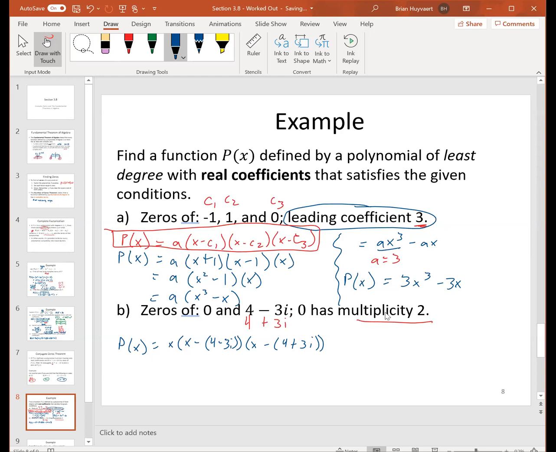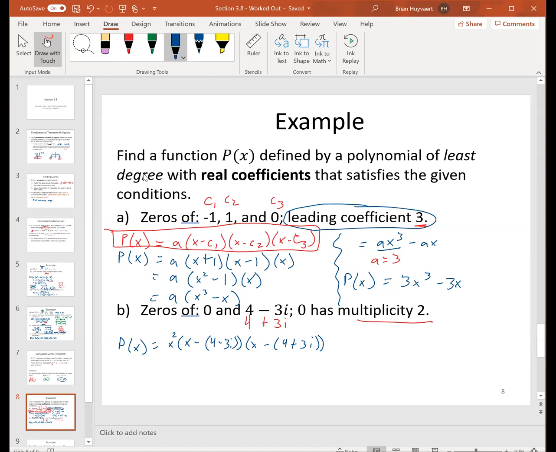But notice also that we do want to account for the multiplicity of 2 probably at this stage. So 0 has a multiplicity of 2. All that means is that this factor, x, needs to be squared. Okay, so we've satisfied everything except, let's always check the directions. Just because you think you're done with a problem, always check what form we want it in. So find a function, p of x, we did.